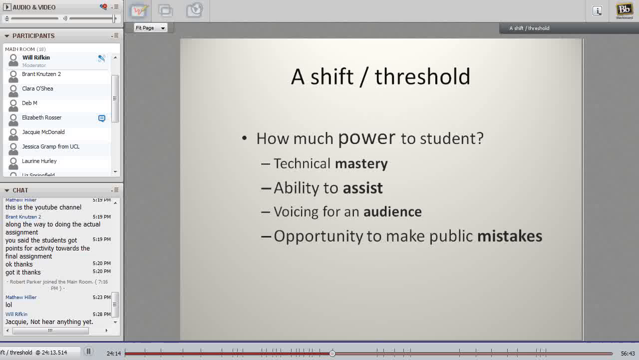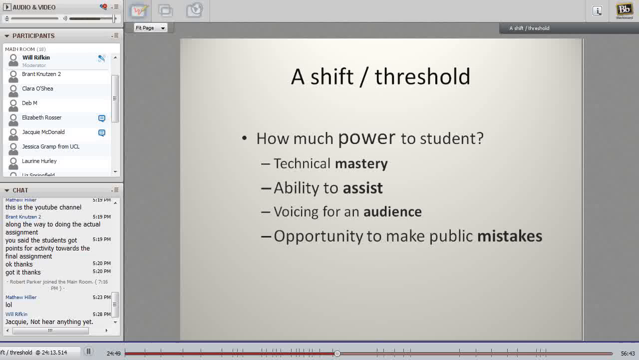Okay, so one of the key issues that seems to have emerged from some of our conversations and our interviews has to do with the power relationship between the lecturer and the student and how much power one gives to the student. With that notion of technical mastery, if the lecturer hasn't mastered a particular area, like how to make a video, is it fair for them to ask their students to do that? Or if you don't know what technical mastery the students have, is it fair to ask a classroom of students to all make a podcast?